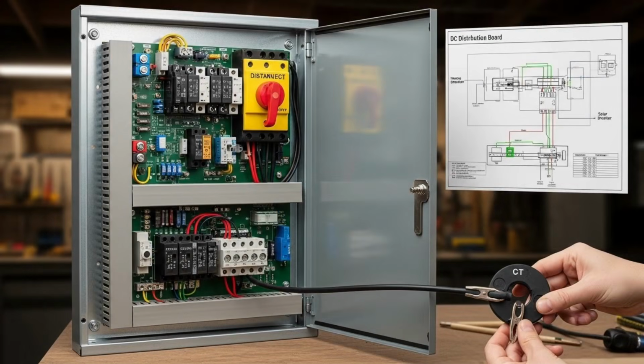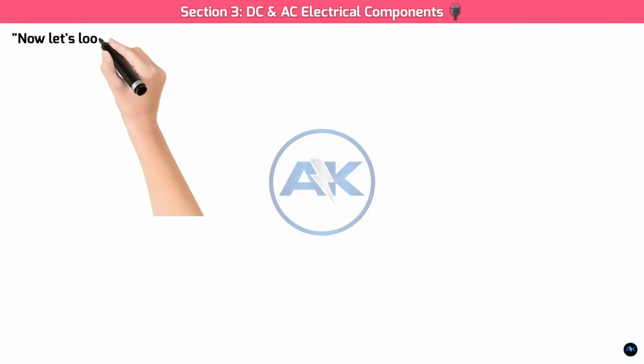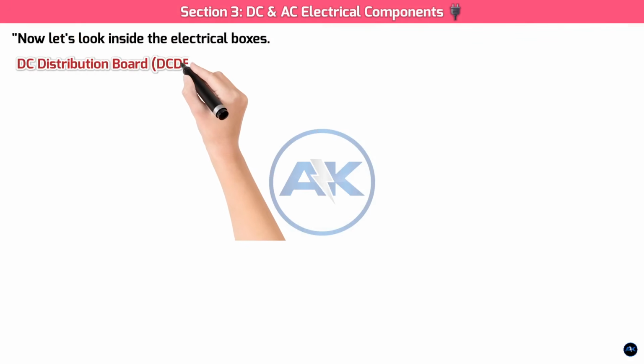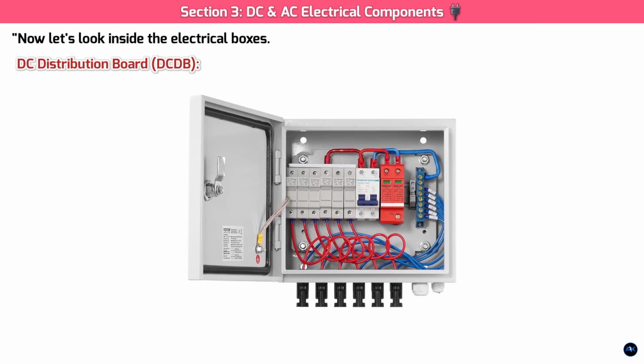Section 3, DC and AC electrical components. Now let's look inside the electrical boxes. DC distribution board, DCDB. This is where all the DC power from your strings is combined and protected. DC distribution board, DCDB components. The DCDB is a crucial safety component that serves as a central point for DC wiring and protection between your solar panels and the inverter. For a system with 2 strings, it's a vital enclosure that houses the following key components.